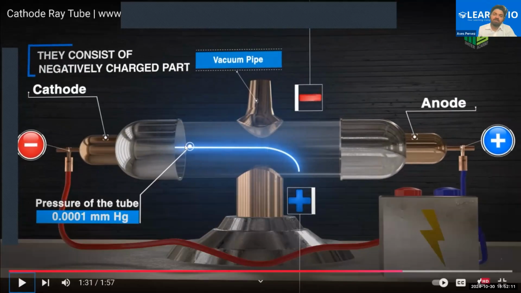This is important. When we produce an electric field, these rays are deflected towards the positive terminal. This indicates that these are negatively charged particles. If they are attracted towards the positive, only negatively charged particles will be attracted to the positive. If they were positively charged particles, they would be deflected towards the negative.